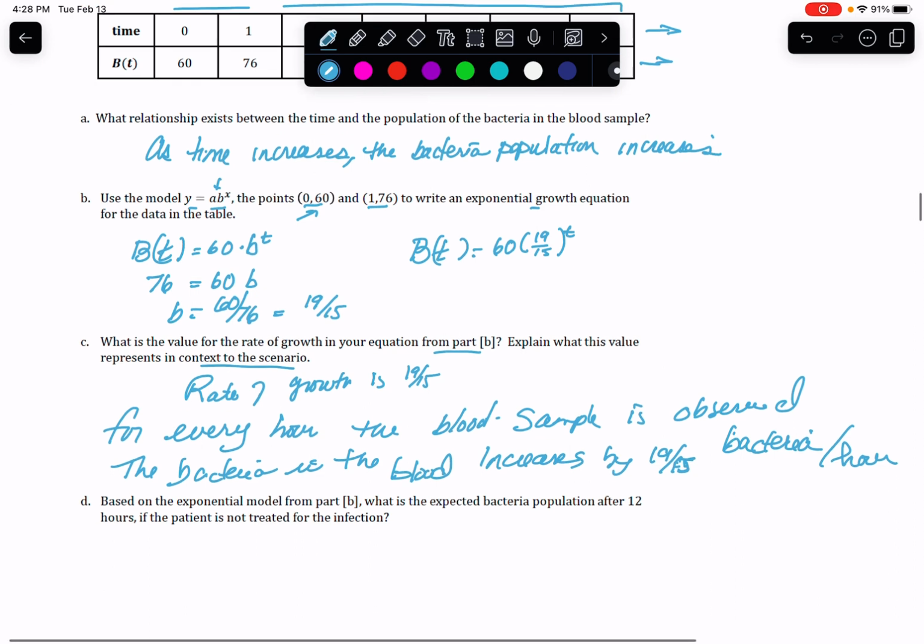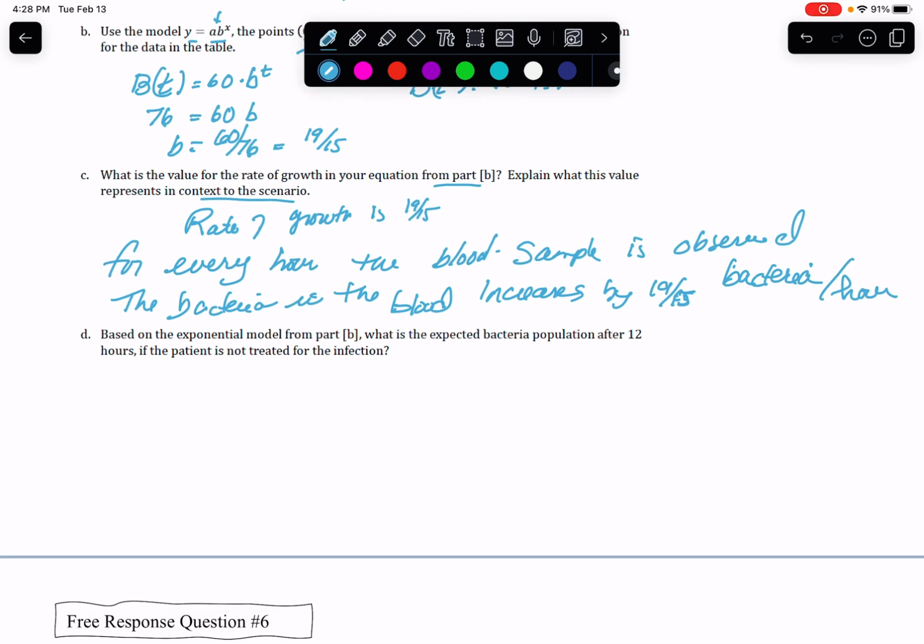Now, based on the exponential model from part B, what's the expected bacteria population after 12 hours if it's not treated? So that would just be B of 12. B of 12 would be 60 times 19 over 15 to the 12. Using your calculator, that's 1,023.527 bacteria.